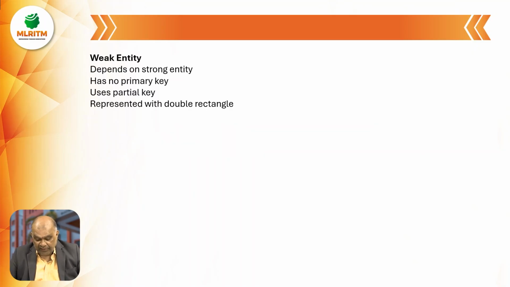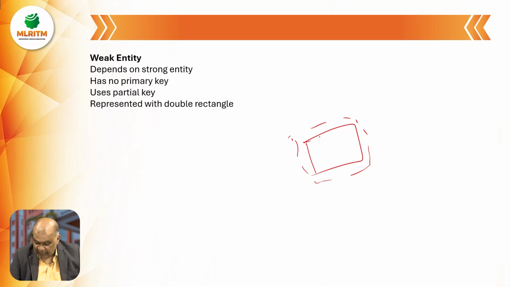Weak entity, as I told, has no primary key, uses a partial key, and is represented with a double rectangle with dotted lines. So that is called a weak entity.